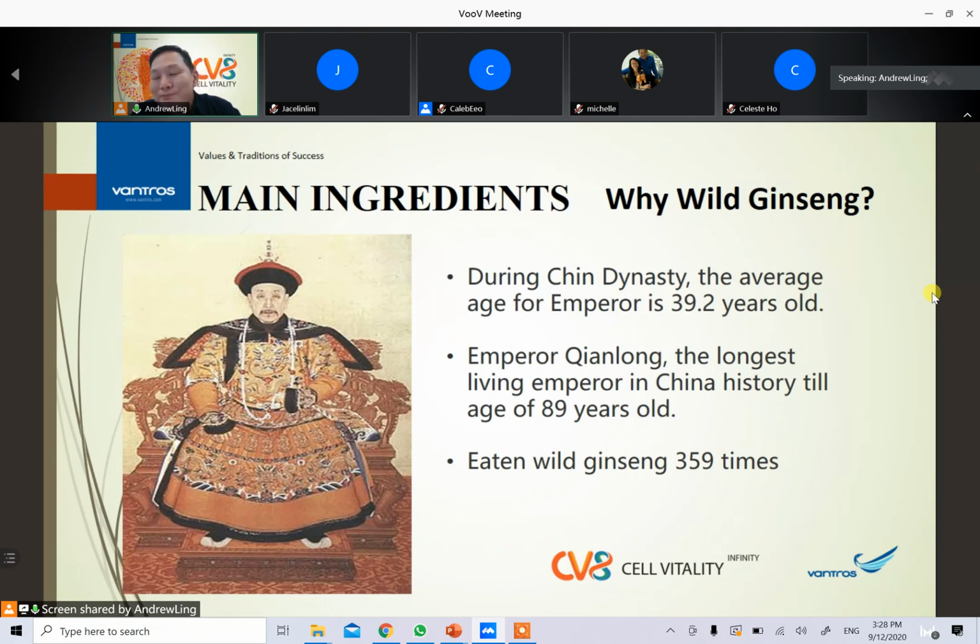Now, if you can live up to 89 years old in the past, I think that is considered quite long. You didn't have advanced technology, advanced medicine, or all those drugs. So what is the reason that Emperor Qianlong could live for so long? Mainly because during his time, he ate wild ginseng around 359 times. That is why it actually prolonged his life.